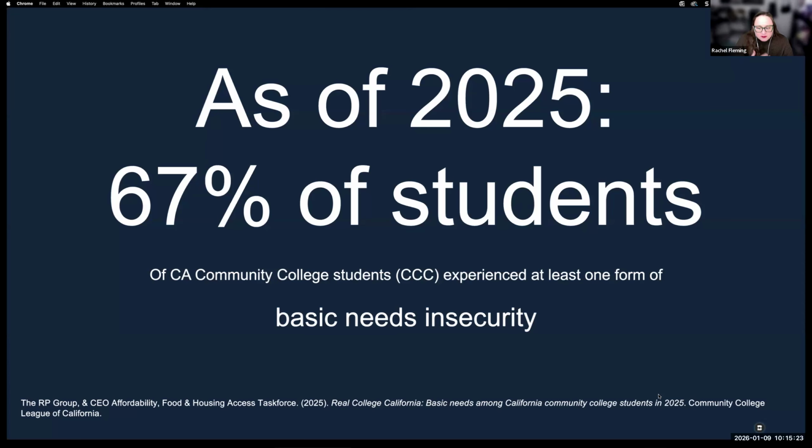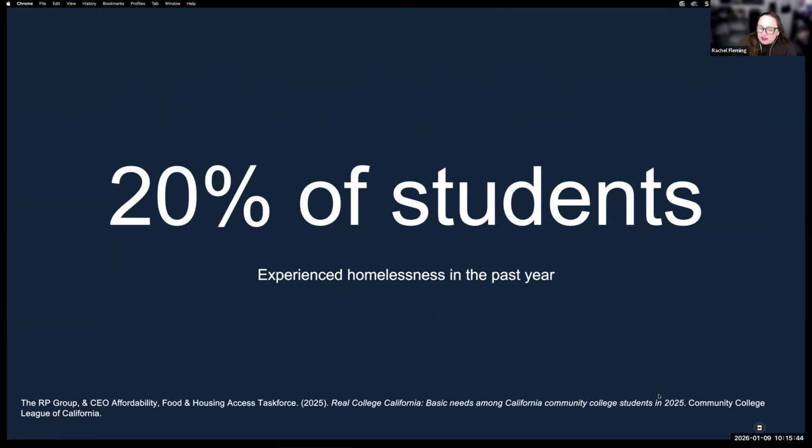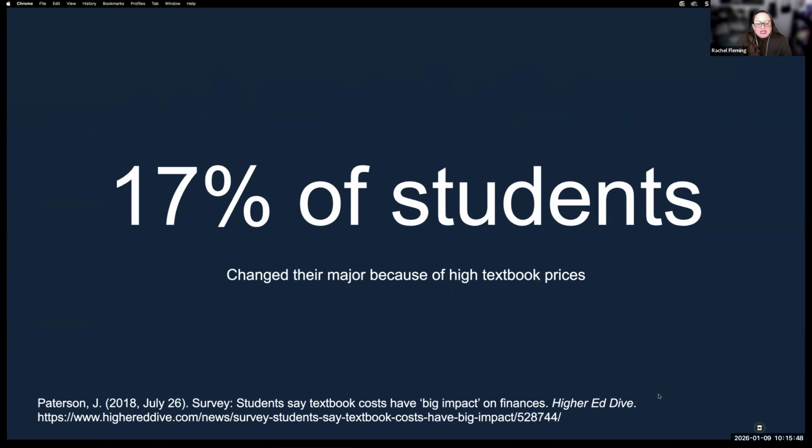Most of these are actually from, I'm going to go through like 6 of them. They are from 2005. This is from the RP Group, and this is specifically about California community college students. So 67% of our students experience at least one form of basic needs insecurity. 46% of our students face food insecurity. 58% of our students face housing insecurity. 20% of our students experienced homelessness in the past year. And then this one's from 2018.